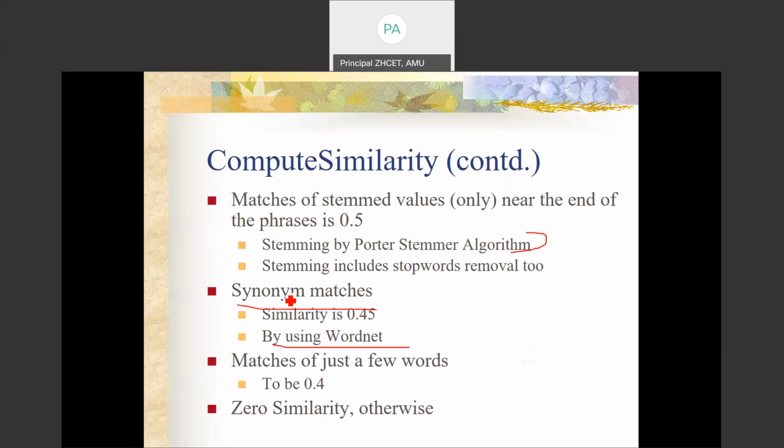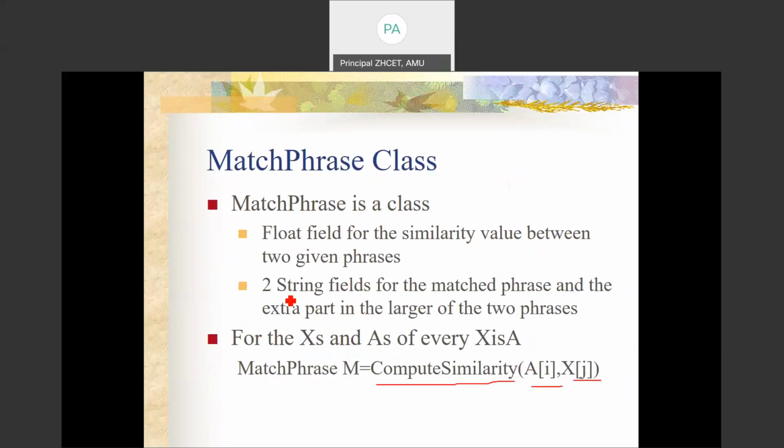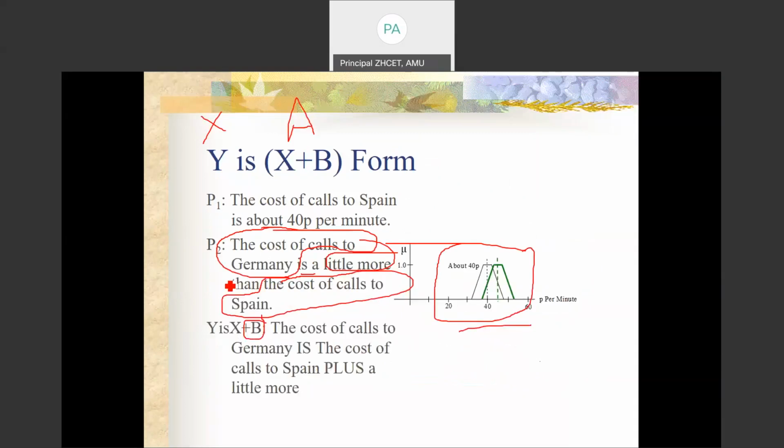Let me quickly take you back. Compute similarity will return a float field for the similarity value between two given phrases, and then two string fields: which one is matching, so X has to be common, and what is the extra part. So common is "the cost of calls to Spain", and the extra part is "a little more than". So it should be a perfect match, or rather a match regardless of the case, because T is capital here.